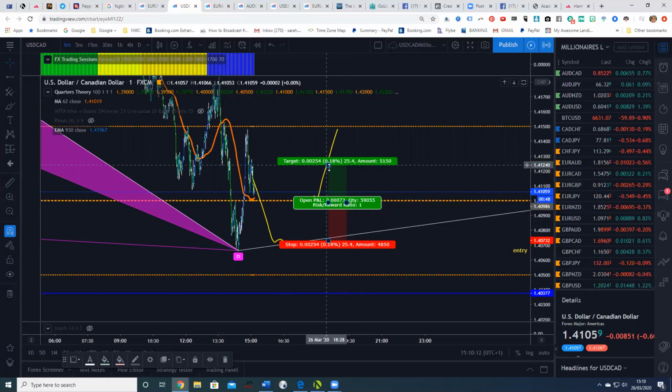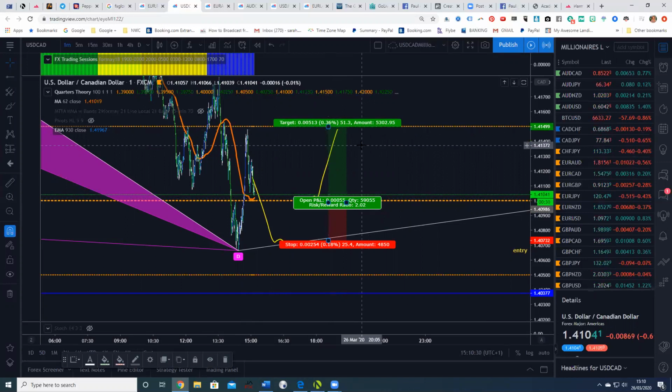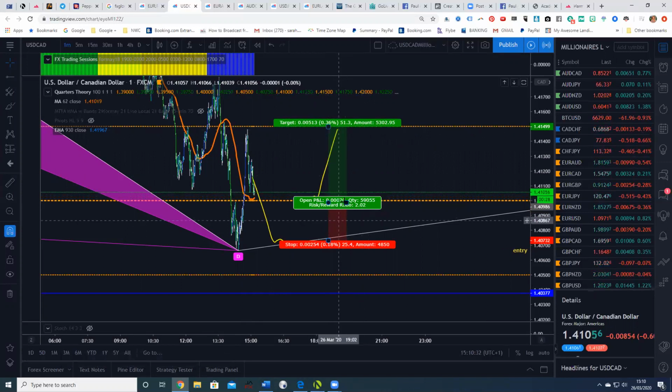But if you get in off a rejection of a quarter theory trade, and I did that yesterday with that OrdCAD, then you've got a 25 pip stop loss, and you'd be looking for that next level at 50 pips at 1.41500. So that's quite nice because you'll have a risk reward of 1 to 2.